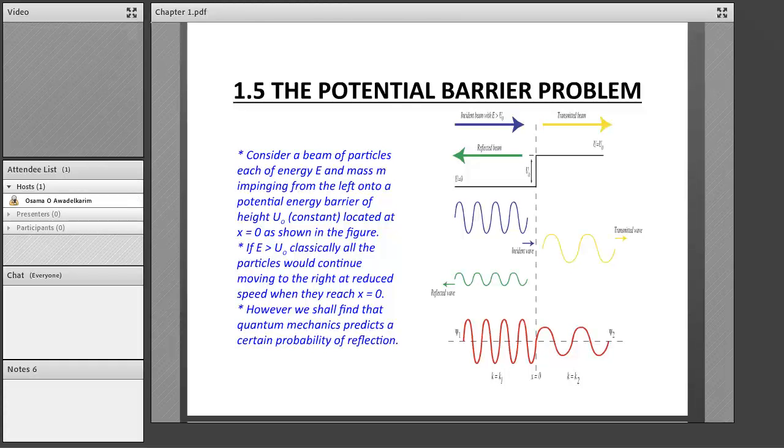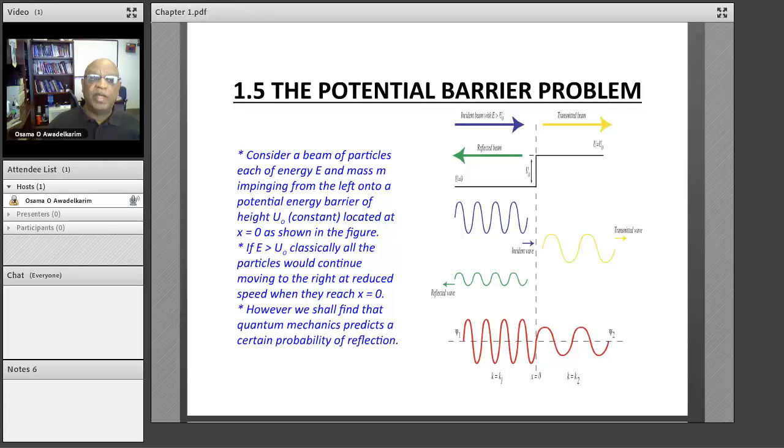Okay, we will start looking at some applications for Schrödinger equation. And the first application that we will look at is a very important problem, which is the potential barrier problem.